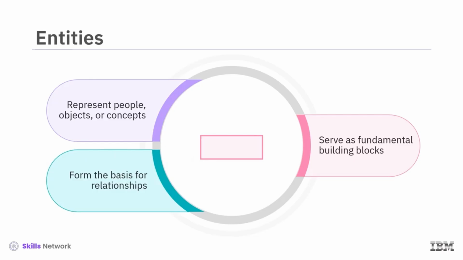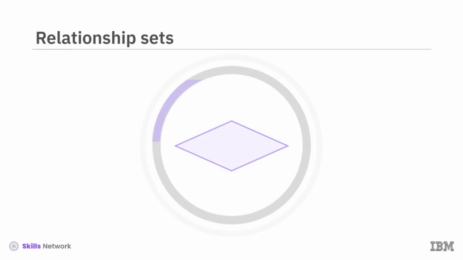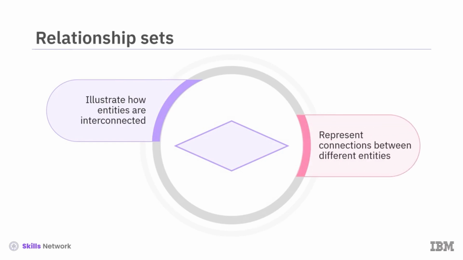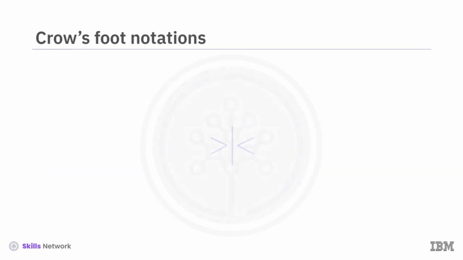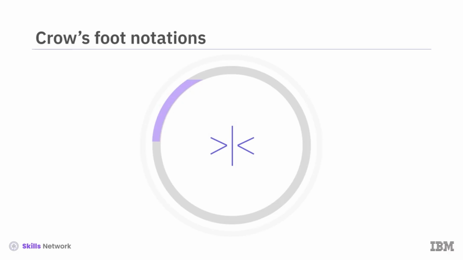Entities form the basis for relationships within the database model. Relationship sets illustrate how entities are interconnected or associated with each other within a database. They represent the connections between different entities, showing how instances of one entity type relate to instances of another entity type. Crow's foot notation is a visual representation to indicate the relationship between entities in a database.